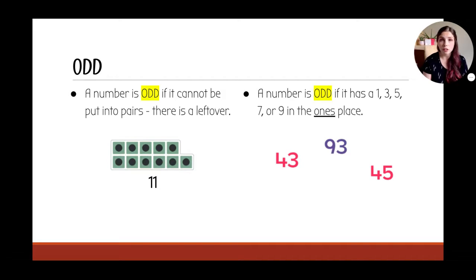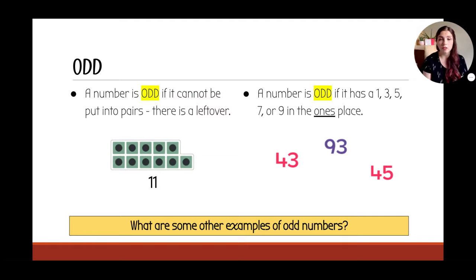You also know a number is odd if it has a 1, 3, 5, 7, or 9 in the ones place. Again, it doesn't matter what any of the other numbers are in my number. As long as there is an odd digit in the ones place, your entire number is odd. Go ahead and pause the video and see if you can think of other odd numbers that you know.